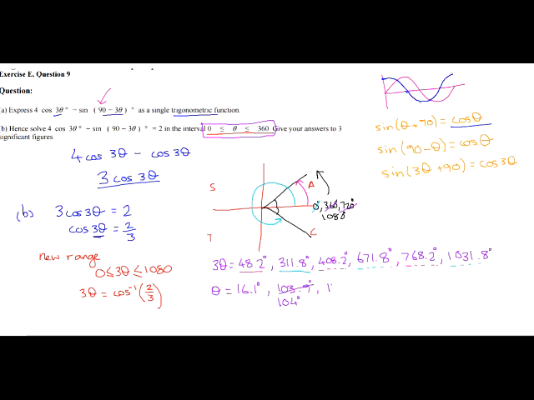This one is 136. This one is going to be 224. Then you're going to have 256. Oops, 256. And 344. Okay, it's done.